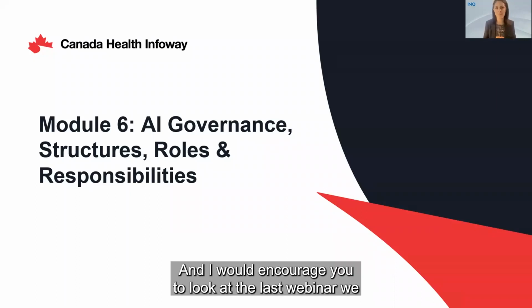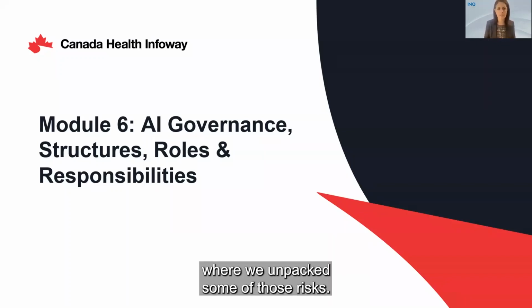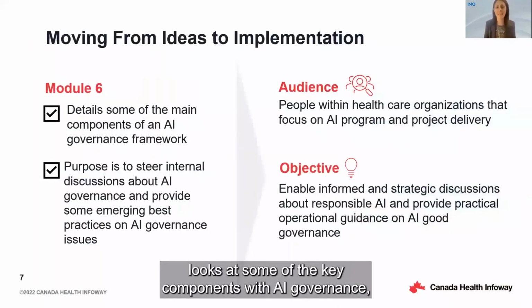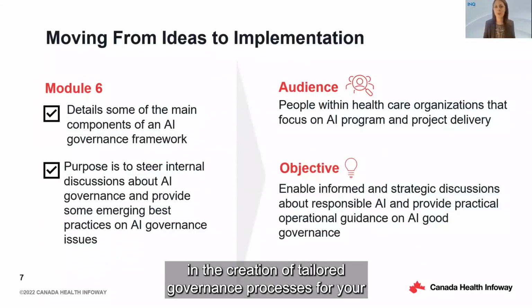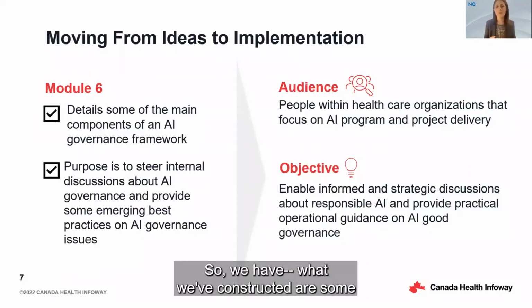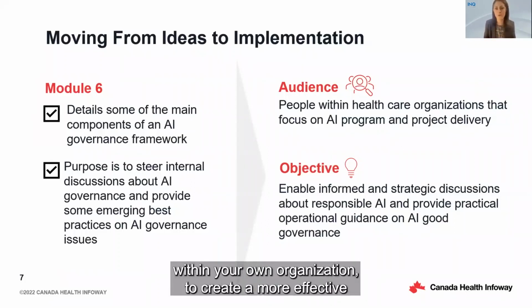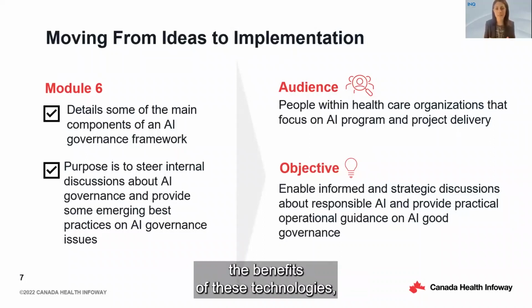And I would encourage you to look at the last webinar we had with Janet Guevara from Infoway as well, where we unpacked some of those risks. Now it's about what do we do? So this module in particular looks at some of the key components of AI governance, and really tries to institutionalize and assist in the creation of tailored governance processes for your particular organization. So what we've constructed are some of the building blocks that you can use within your own organization to create a more effective and tailored, certainly a responsive program that allows you to hopefully maximize the benefits of these technologies while minimizing and mitigating risk.